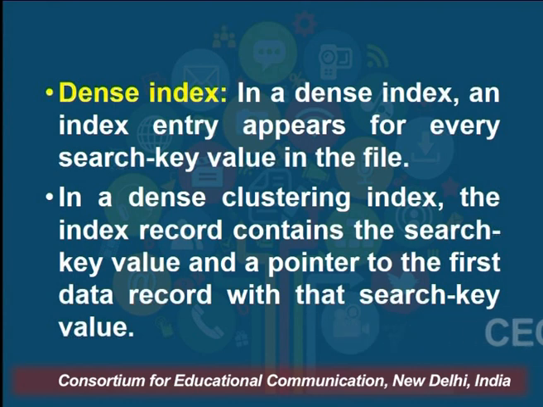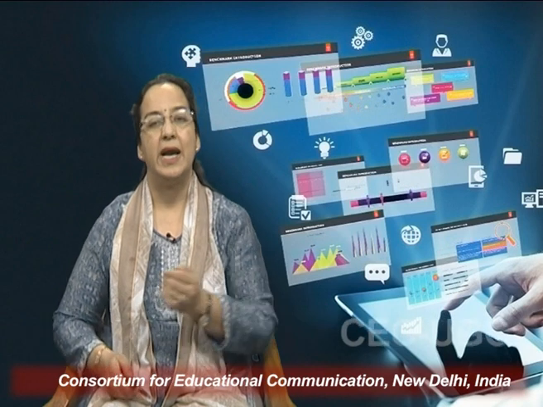So, basically in a dense index, an index entry appears for every search key value in the file, as we have just seen, and in a dense clustering index, the index record contains the search key value and the pointer to the first data record with that search key value. Now, why I am saying the first data record, we will be covering the concept of collision in the hash indices, and then I will explain this concept.